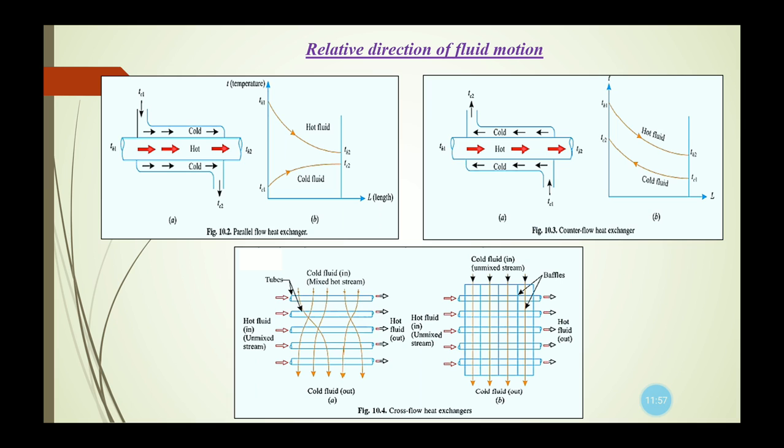Now such a parallel flow heat exchanger needs a large area for the transfer of heat, and so in real life, or in practice, it is used rarely. Examples of this parallel flow heat exchanger are oil cooler, water heater, oil heater, like this.